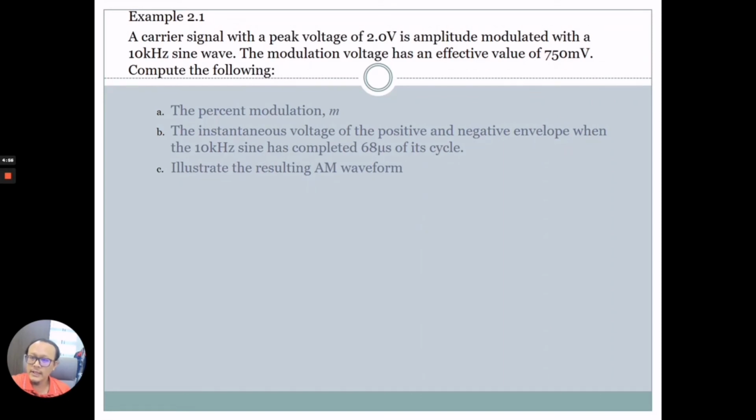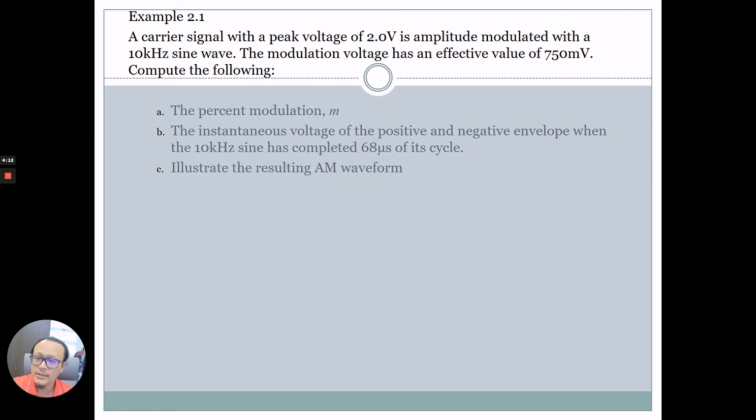Okay, let's look at this example. A carrier signal with a peak voltage of 2 volts is amplitude modulated with a 10 kHz sine wave. The modulation voltage has an effective value of 750 millivolts. Compute the following: the percent modulation M, and the instantaneous voltage of the positive and negative envelope when the 10 kHz sine wave has completed 68 microseconds of its cycle, and lastly illustrate the resulting amplitude modulation waveform.